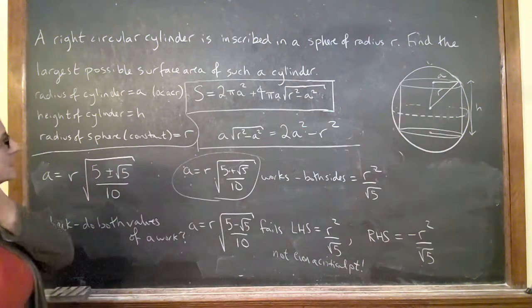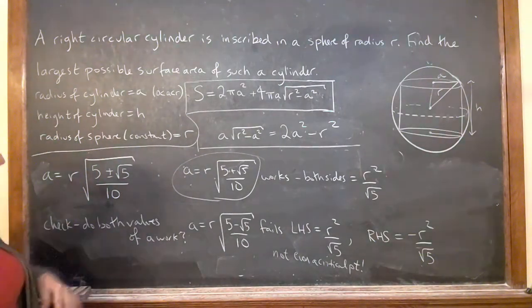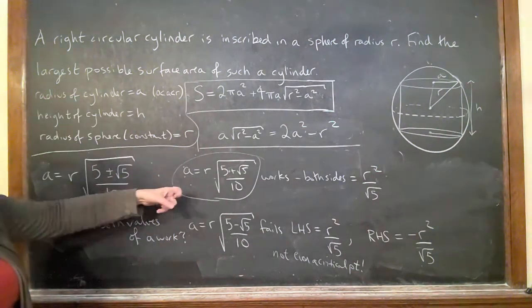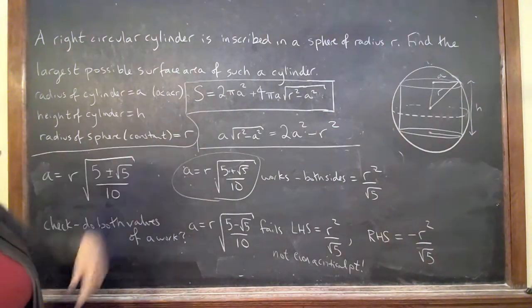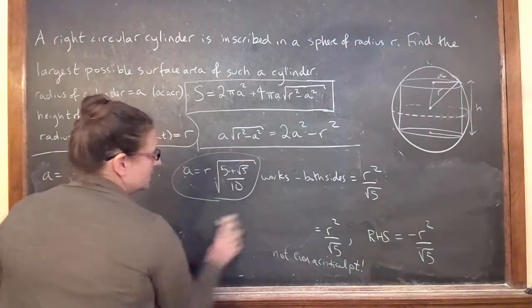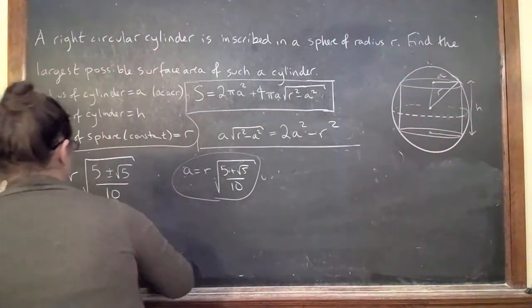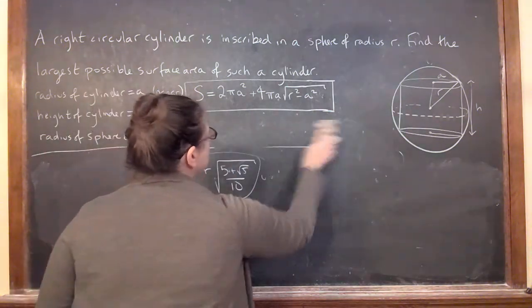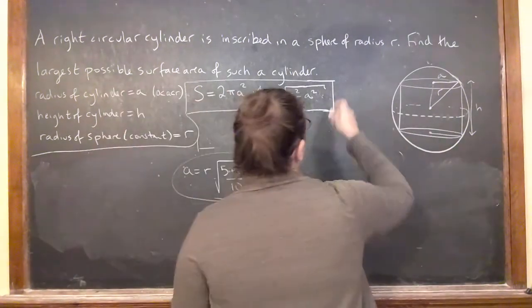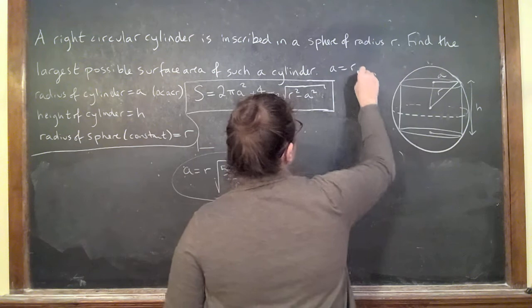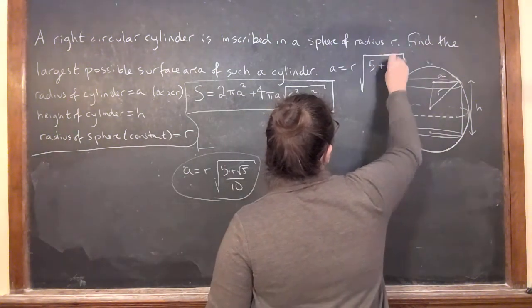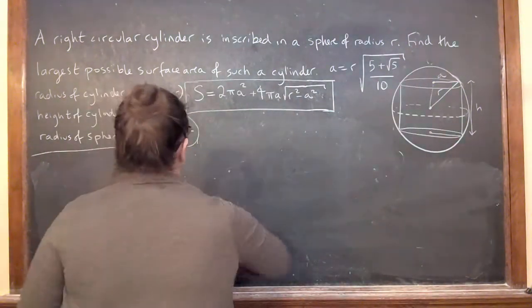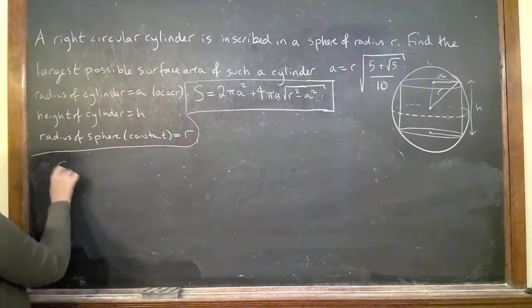Okay, so let's see what the actual, so this is the A we want. And now we want to find the largest possible surface area, so we want to put this into there. That's the last thing that we want to do. I didn't do that part yet, so let's see what that looks like. I might need more space. So I'm going to put A equals R times the square root of 5 plus root 5 over 10, and we're just going to evaluate what that gives us for S.